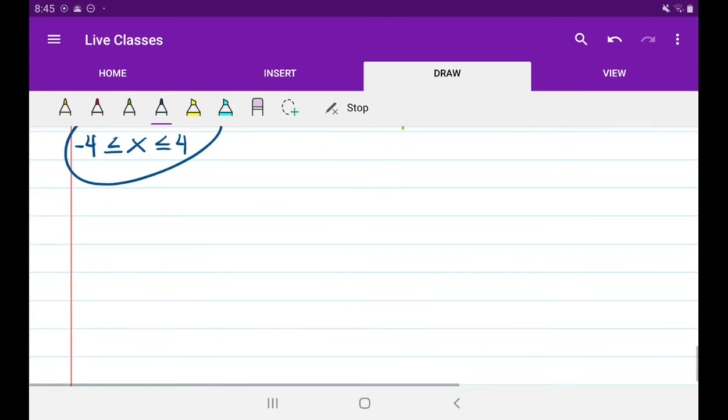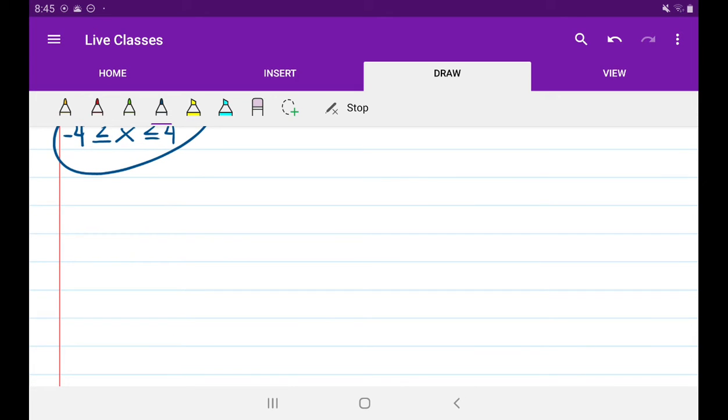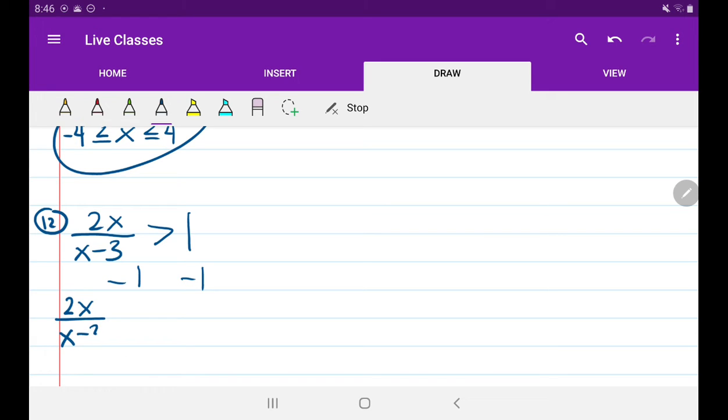Now, we'll go on to number 12, which is very different. So for 12, we have 2x over x minus 3 is greater than 1. So again, we're going to want to get this set to 0. So let's see. So we'll minus 1, minus 1. So now I have 2x over x minus 3 minus 1 is greater than 0.